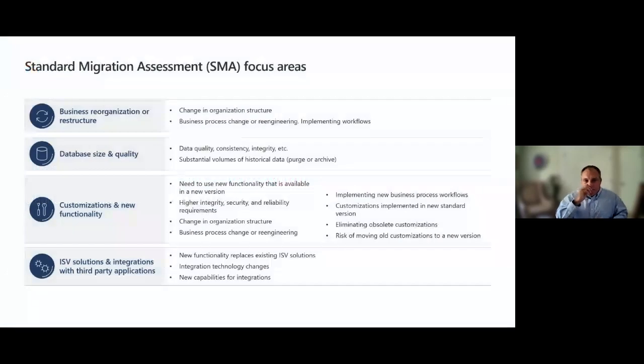So the standard migration assessment has four main components, listed on the left-hand side of this chart. There is the business reorganization or restructure, database size and quality, customizations and new functionality, and ISV solutions and integrations with third-party applications. Now, I'm not going to go through each of these bullet points, but I did want to highlight a few of the areas we've seen be most important as you walk through this process with your partner. At the very beginning is the business process change or reengineering.